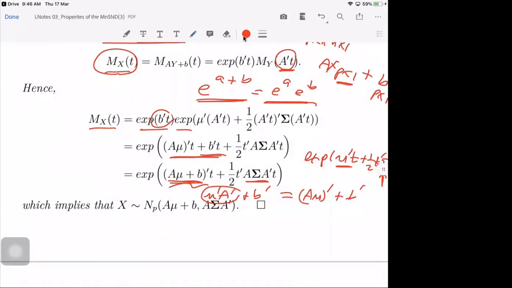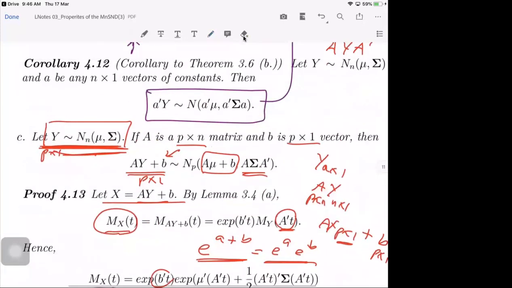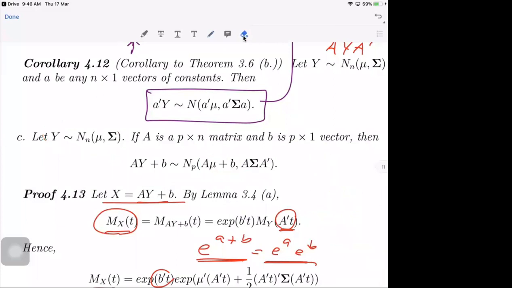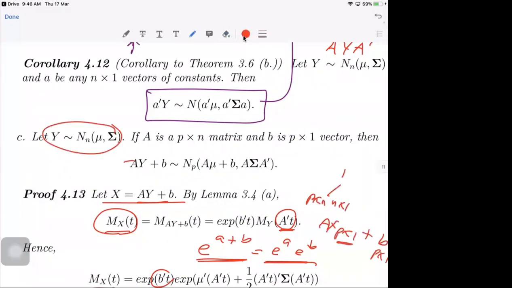So from a y, which is normal, a transformation on y, say equal to ay plus b, will still be normal, but the parameter will be a mu plus b, and the covariance matrix will be a sigma a prime. Okay?